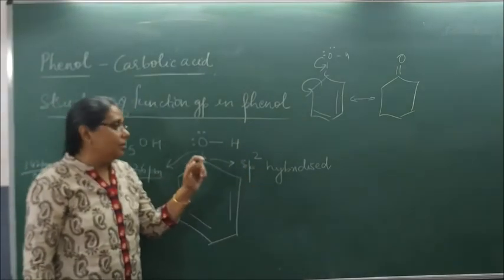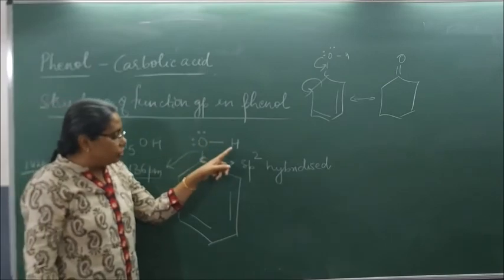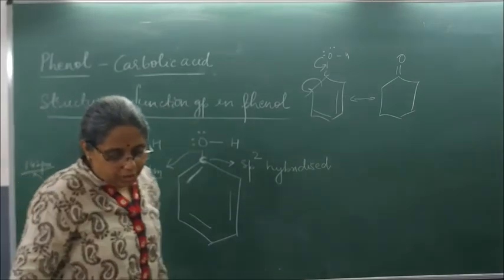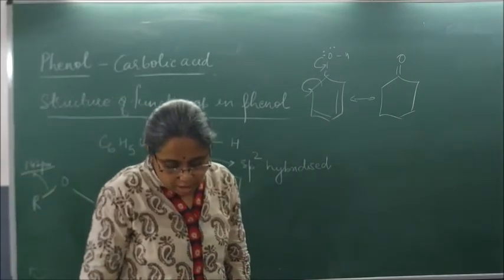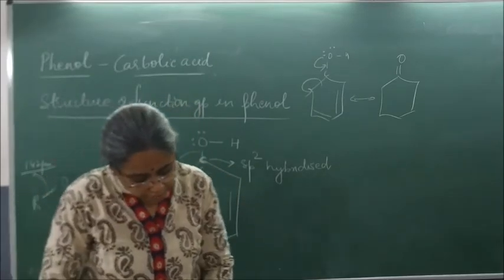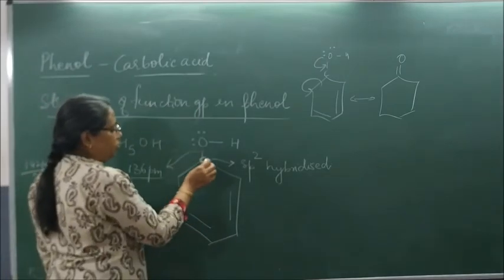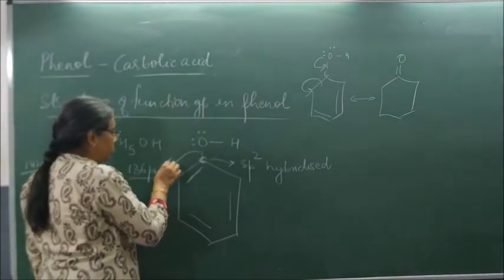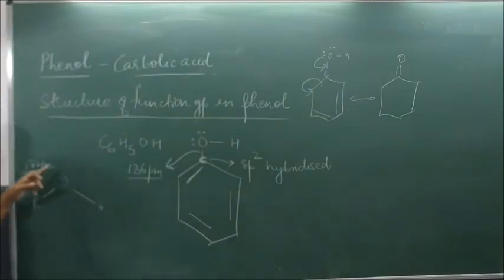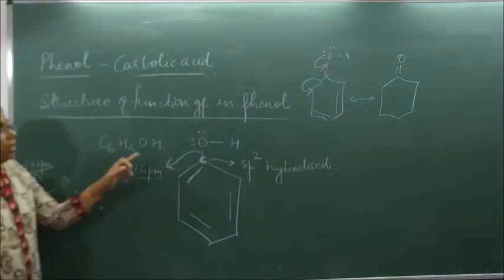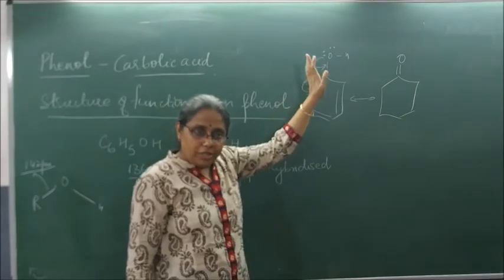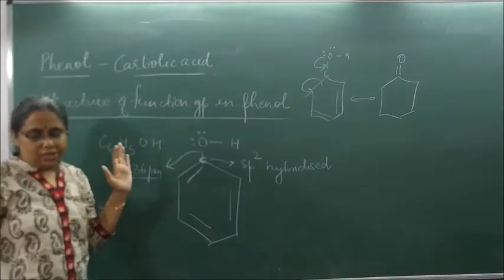When it comes to phenol, the carbon to which OH is attached is sp2 hybridized. We spoke about the carbon-oxygen bond, not the oxygen-hydrogen bond. So the carbon-oxygen bond is how much picometer? 136 picometer, which is less than 142 picometer. This is because of partial double bond character acquired due to resonance and the sp2 hybridized carbon.